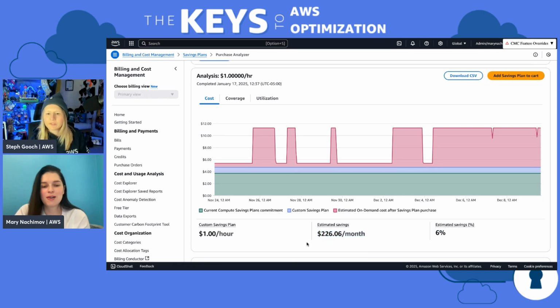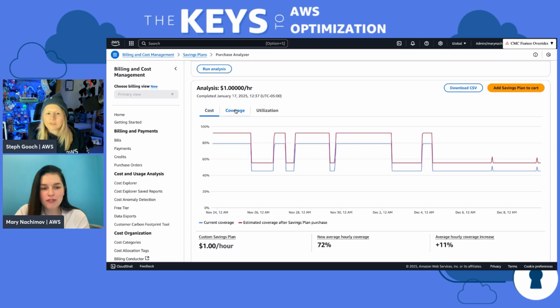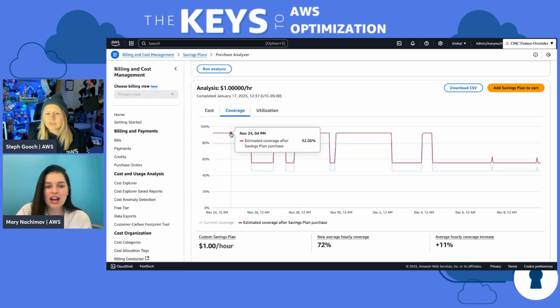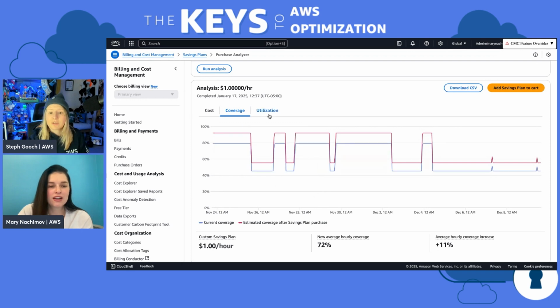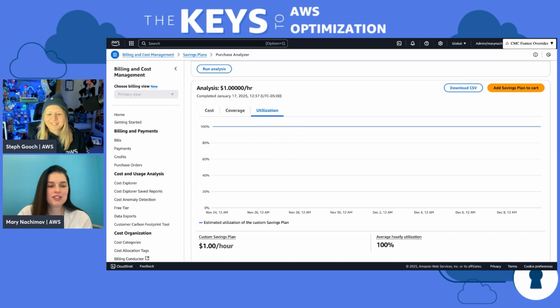We can take a look at the coverage. Right now, we're not reaching 100% anymore because we lowered the commitment. So if we want to be conservative, we can go this route as well. And the utilization, if you can guess, will be 100% utilized because now we're just buying less. So of course, it's gonna be 100% utilized.